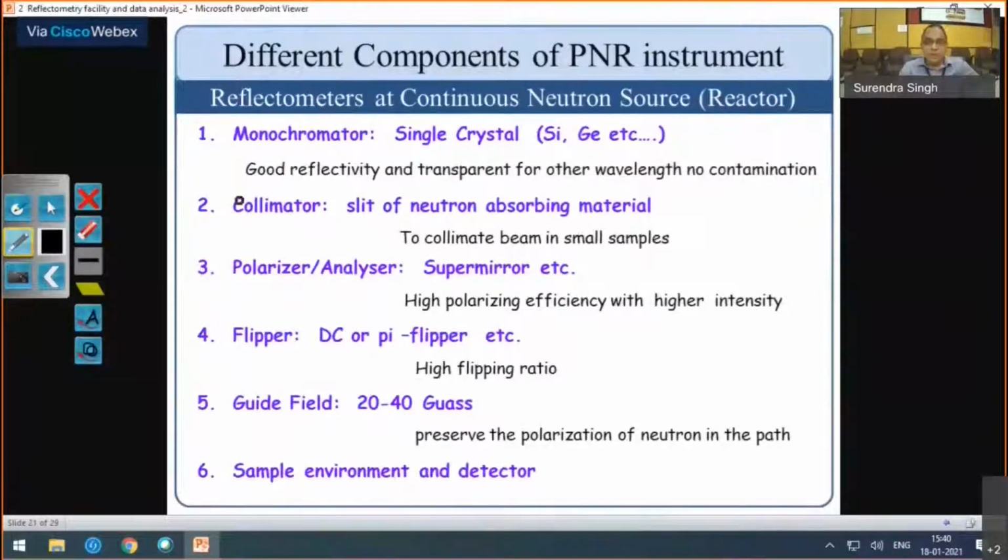In any experiment we need a collimator, and this is nothing but a neutron absorbing material in which you make a sharp opening, so that the neutrons pass through and the others are absorbed by the absorbing surroundings. Then another is the polarizer or analyzer. We use a supermirror because it gives high polarizing efficiency and high intensity. I will explain what a supermirror is. Then we need a flipper. There are a variety of flippers, but I will explain what is called a pi flipper or DC flipper.